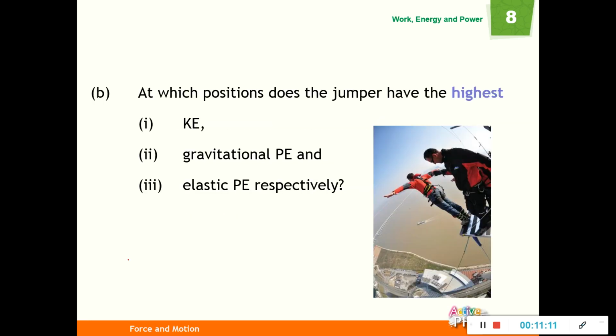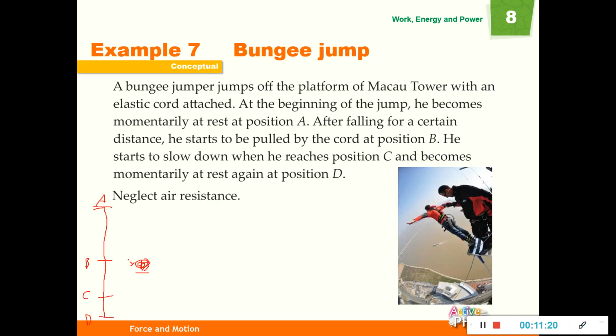Okay, part B. At which position does the jumper have the highest KE, GPE, and EPE? Go back to here. Highest KE means that the velocity should be the largest one. The largest one should be this one, before he starts to slow down. Okay, it means that the maximum speed should be at C. Okay, the answer should be C.